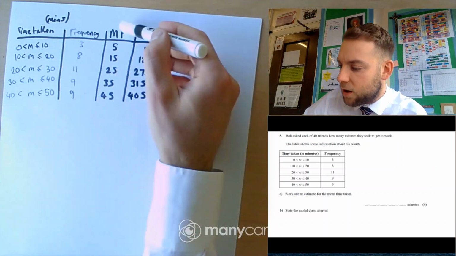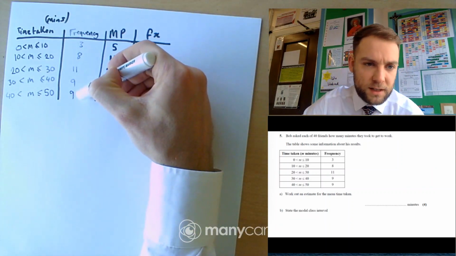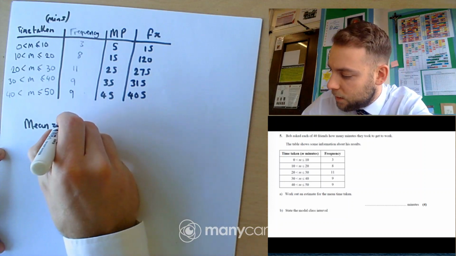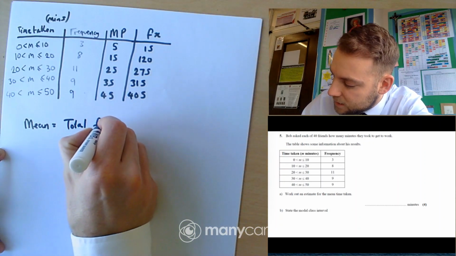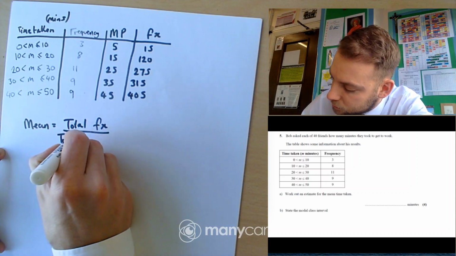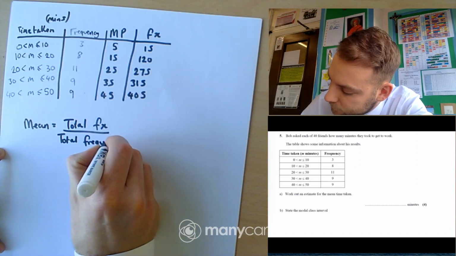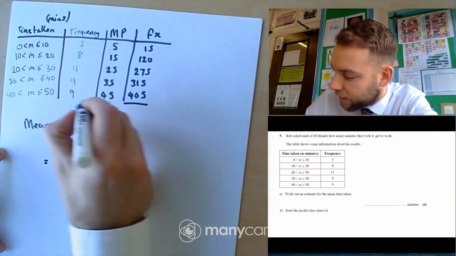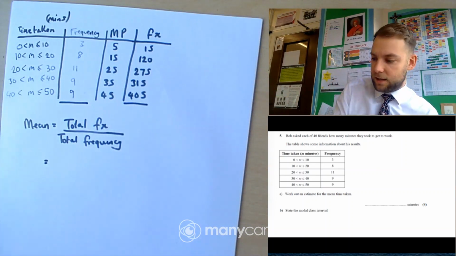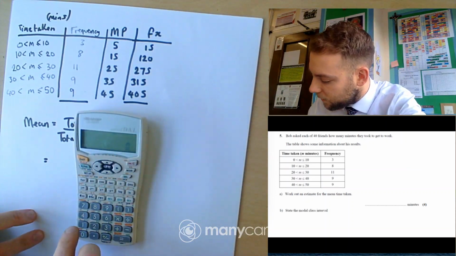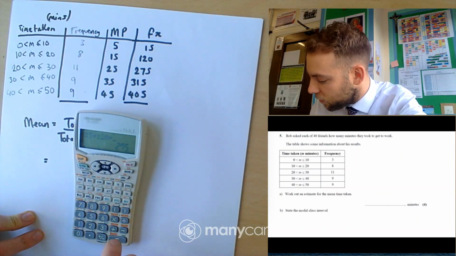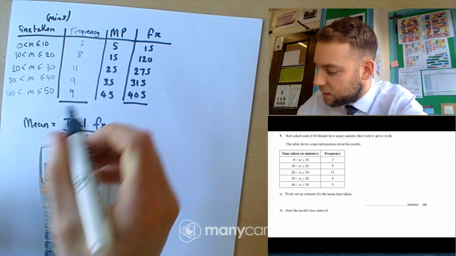So we've got our midpoints, we've got our fx, we've got our frequency now, so we know that the formula is equal to mean is equal to your total fx divided by your total frequency. And your total fx, and I haven't worked that out just yet, is 15 plus 120 plus 275 plus 315 plus 405, which is 1,130.